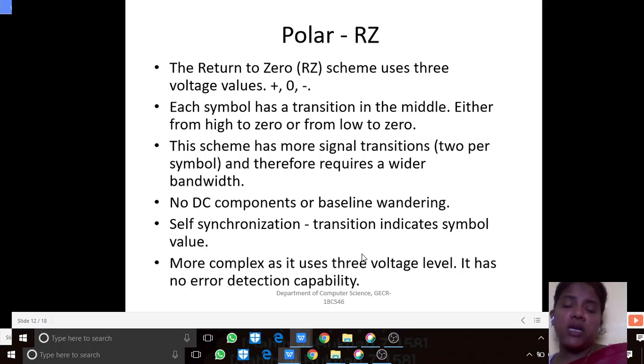What about self-synchronization? The transition indicates the symbol value. It is more complex as it uses 3 voltage levels.